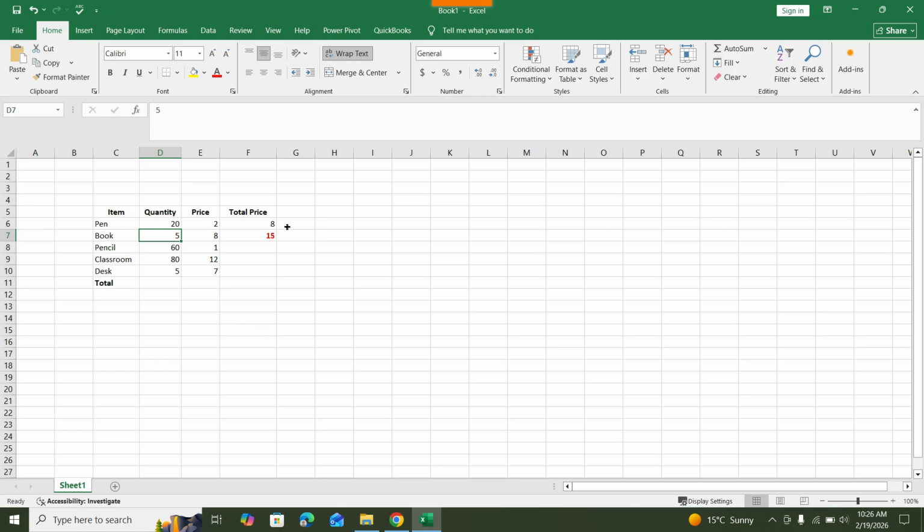In summary, subtraction in Excel is done using minus sign and formula always start with equal symbol.